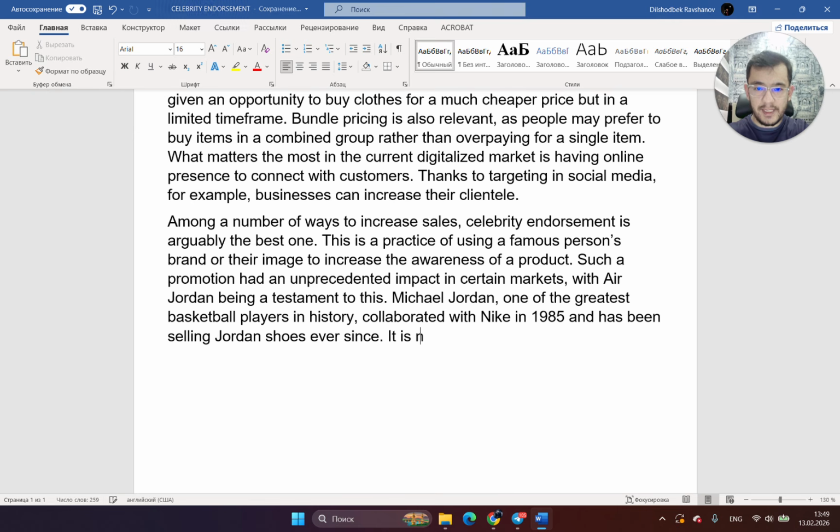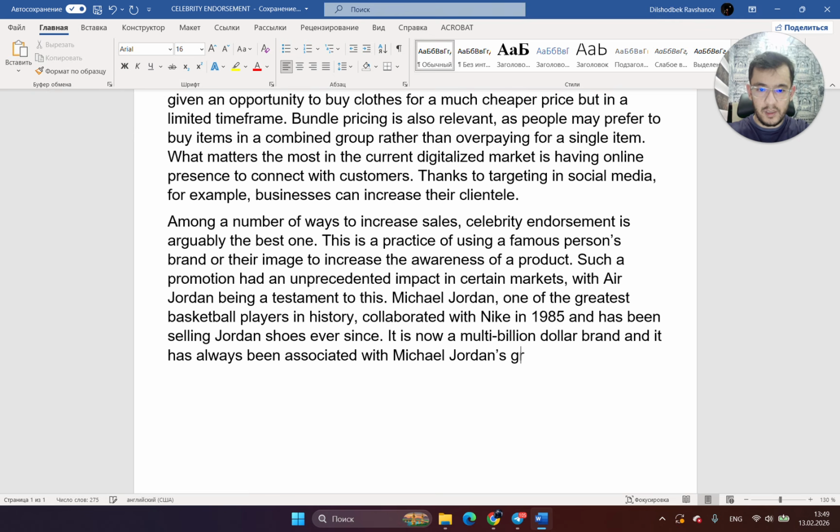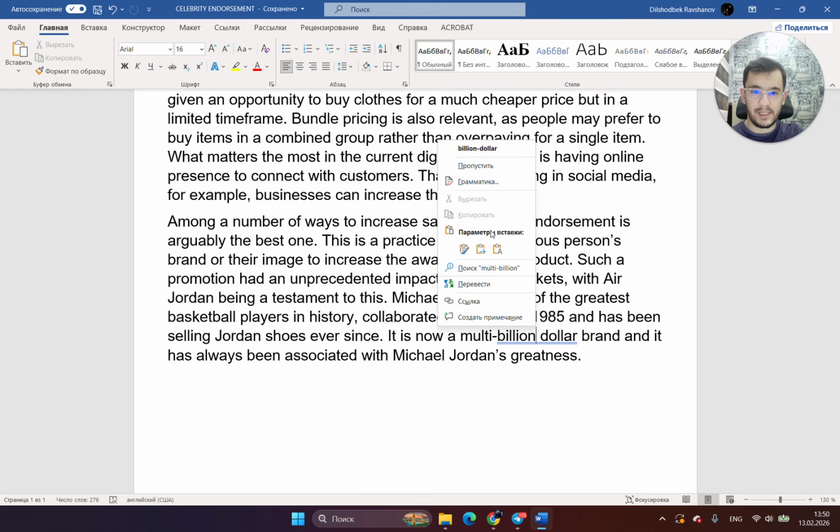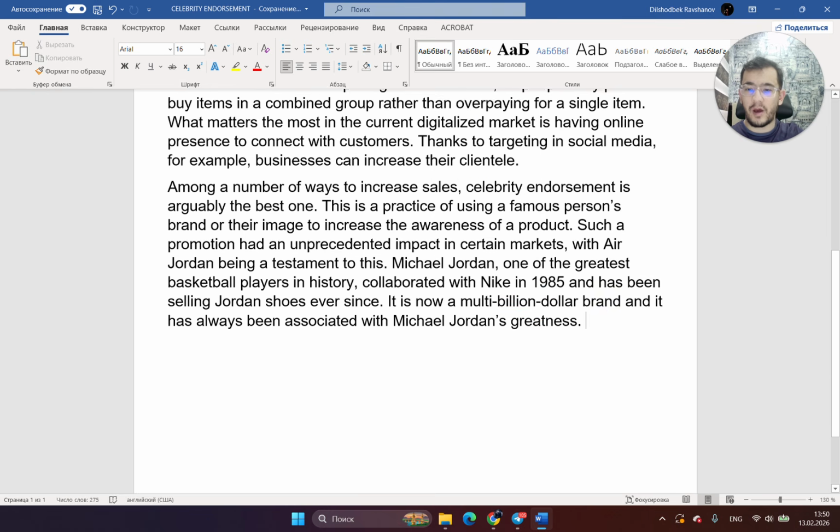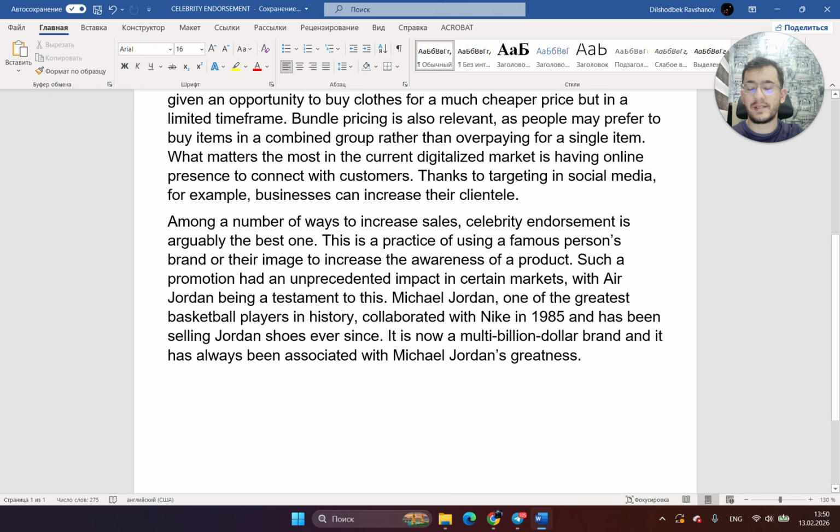And we can say it is now a multi-billion-dollar brand, and it has always been associated with Michael Jordan's greatness. Yeah, greatness is okay here. I already said greatest, and I can say greatness as a noun. So among a number of ways to increase sales, celebrity endorsement is arguably the best one.